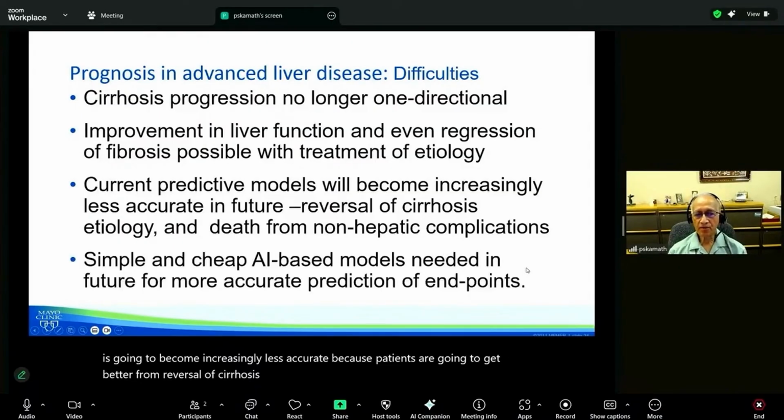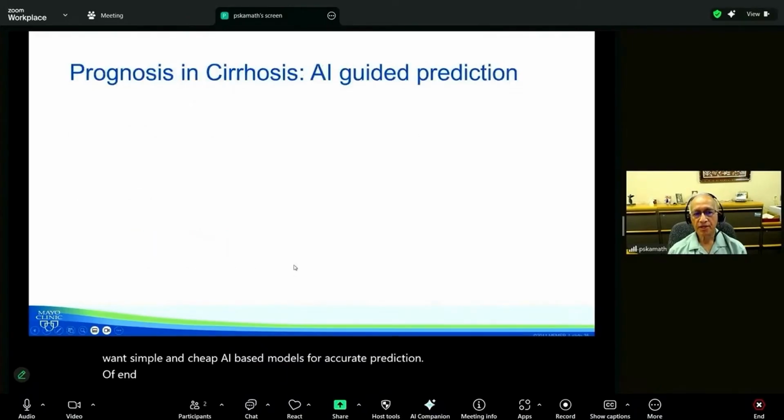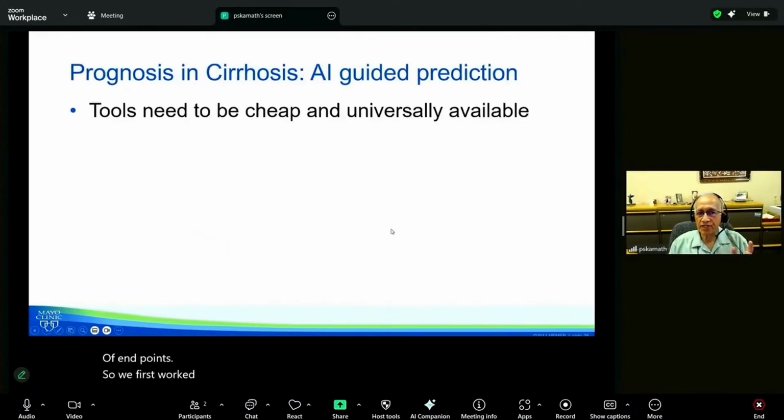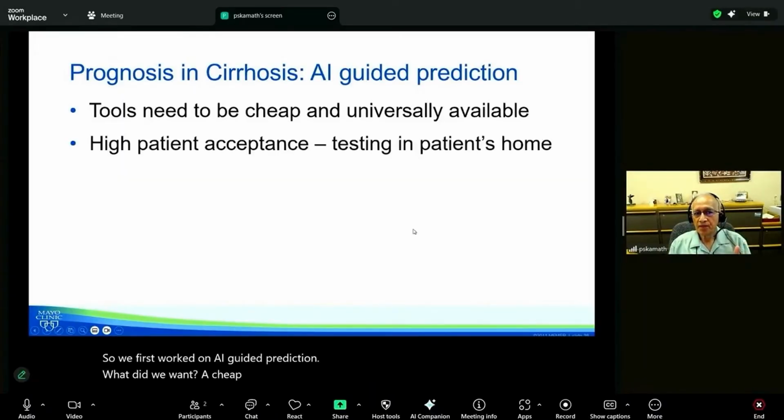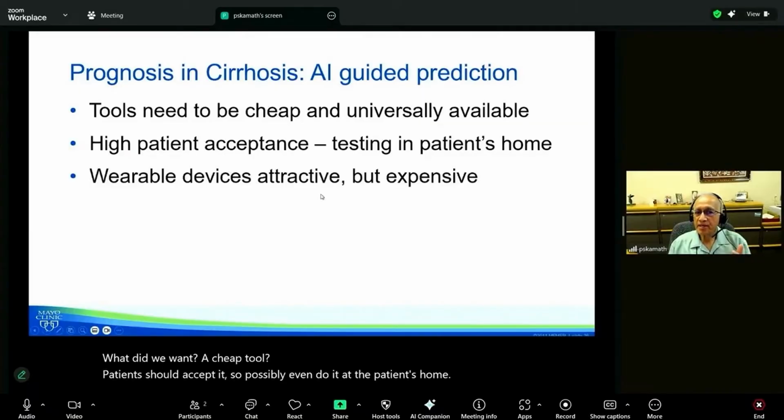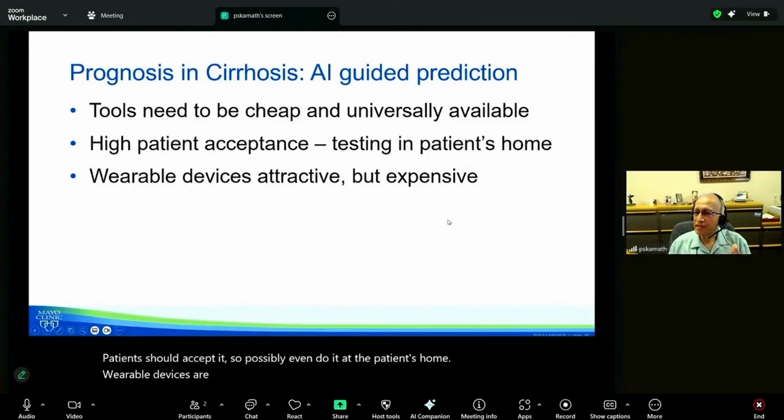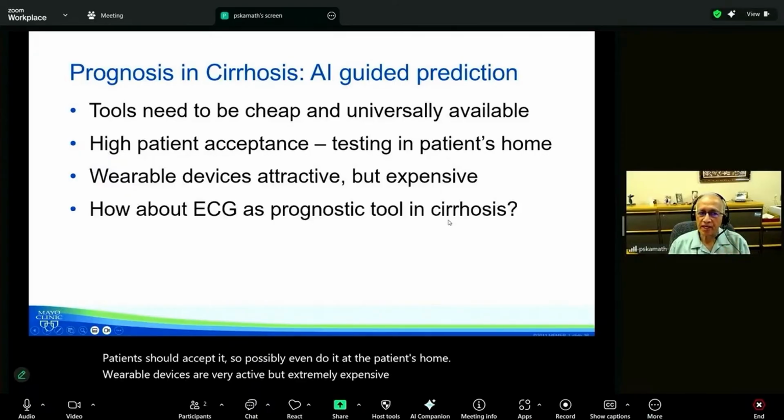So now what are we working on? We want simple and cheap AI-based models for accurate prediction of endpoints. So we first worked on AI-guided prediction. What did we want? A cheap tool. Patients should accept it, so possibly even do it at the patient's home. Wearable devices are very accurate, but extremely expensive, so we cannot use that.